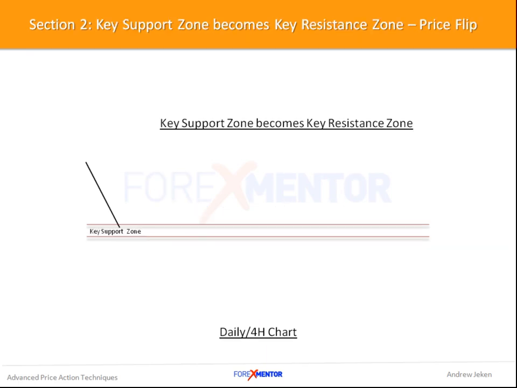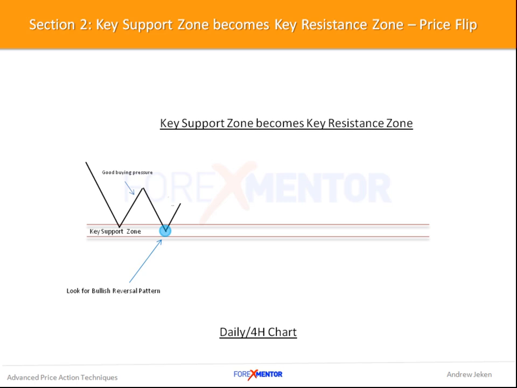On the opposite side of this, key support zone becomes key resistance zone. Here again, also a price flip. We have price come down to a key level, it bounces. We get some good buying pressure off the level. On the return to the level, we look for a potential bullish reversal pattern, as the example showed with the double and triple bottom.